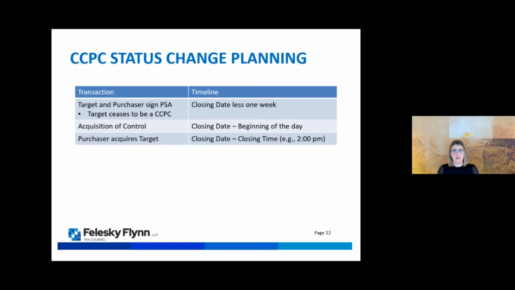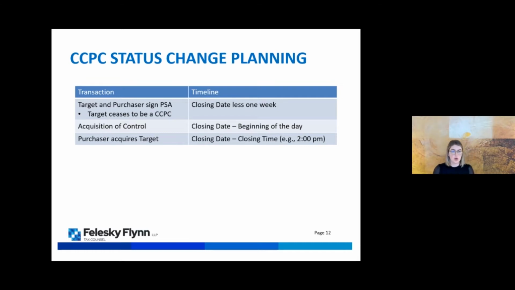So I've just put in some dates as an example here. Closing date is typically after signing the purchase and sale agreement. Here, I've just made that 1 week. So 1 week before, the target and purchaser will sign the PSA. At that moment, the target ceases to be a CCPC. We'll have closing, the closing date, a week later. There will be an acquisition of control at the beginning of the day. I will get into that in more detail, don't worry. And then at the closing time, I've just chosen 2 p.m. on the closing date, the purchaser actually acquires the target shares.